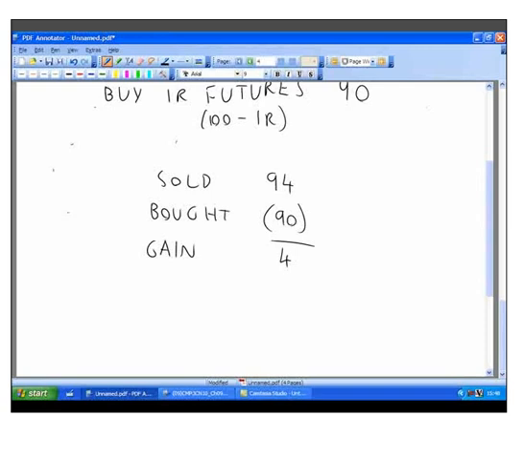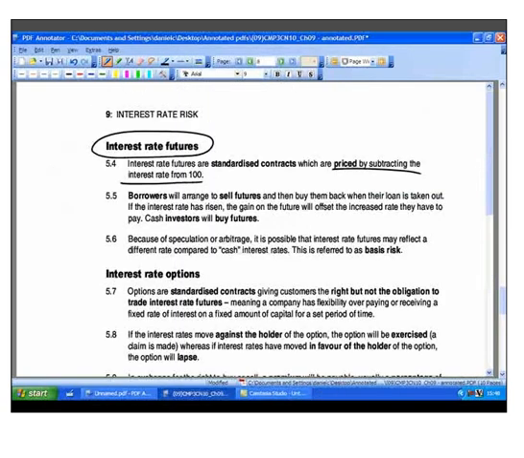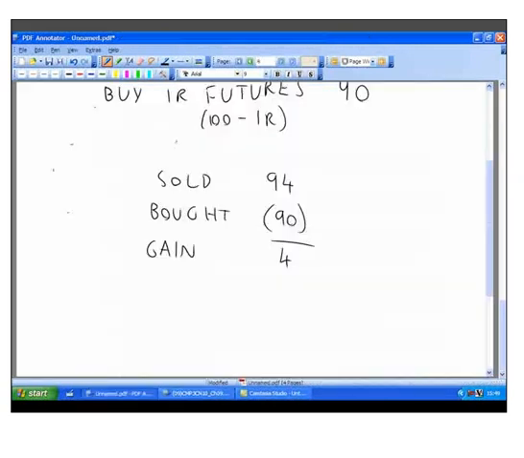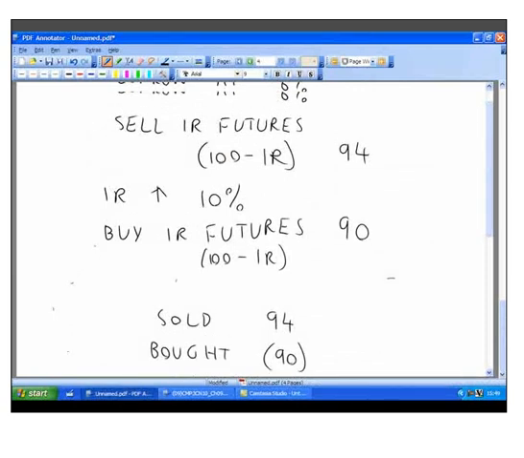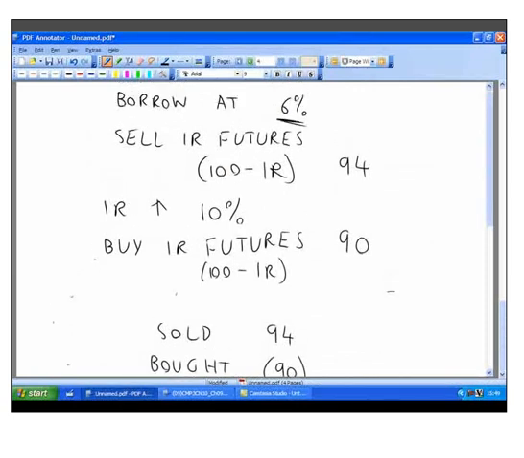I'll also mention at this stage, it is possible that actually there will be a difference between the interest rates in the real world and the interest rate as reflected in the futures price. This may happen for various technical reasons. If that happens, then clearly futures are not going to be as effective a hedge against interest rates going up. The risk that the futures prices don't reflect the underlying rate is called basis risk.